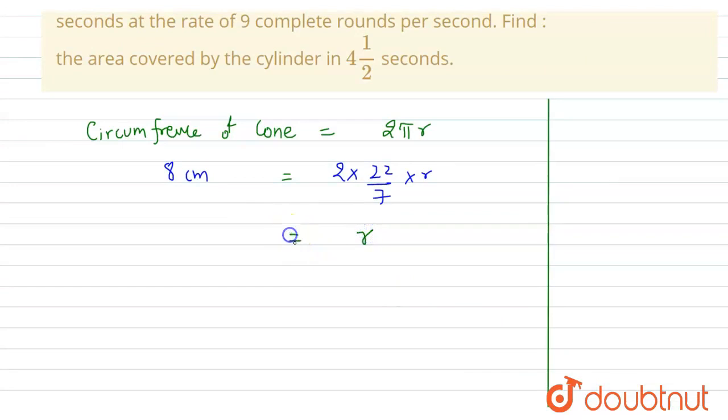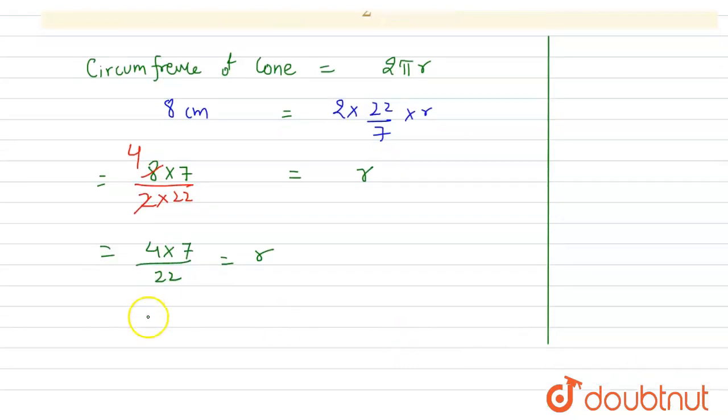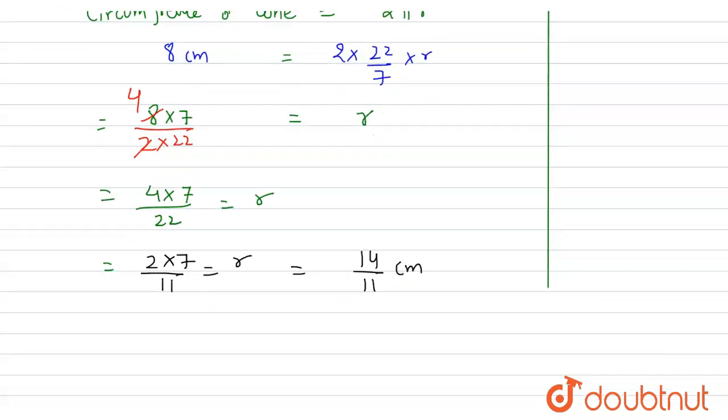So radius equals 8 multiply 7. We have to do the opposite operation, and 2 multiply 22. If we simplify this, 2 times 4, and 4 multiply 7 over 22 equals the radius. We get 2 multiply 7 over 11. This would be our radius, which is 14 over 11 centimeters. This is the radius of our cone.